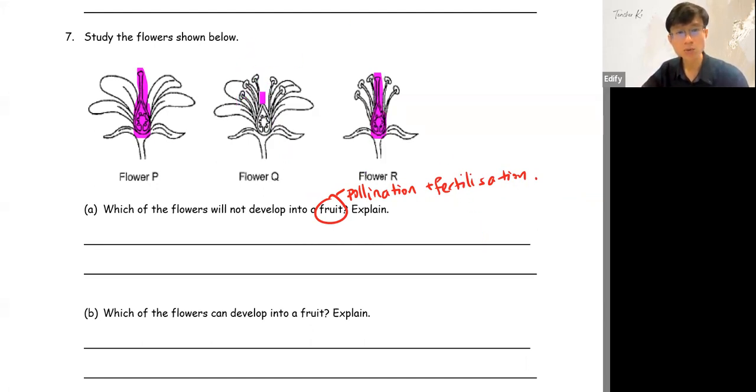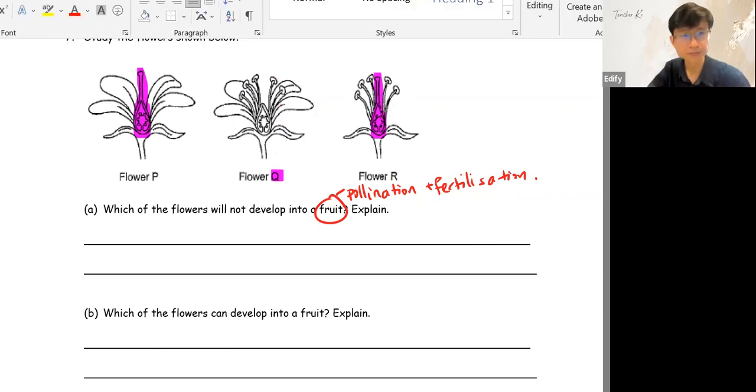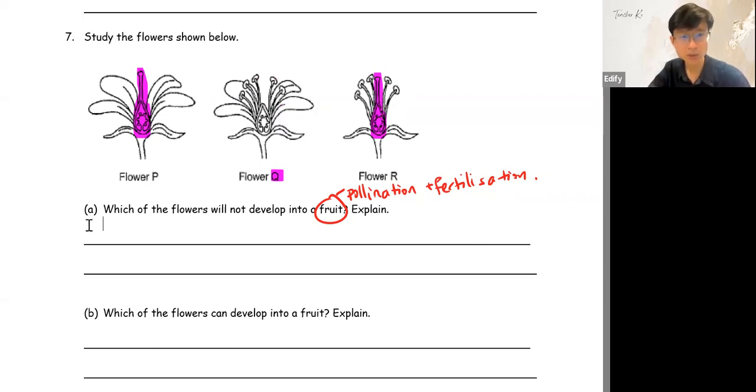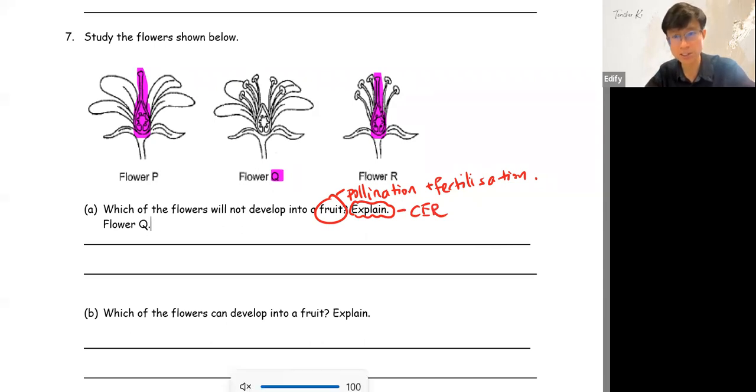Okay, so the flower which will not develop a fruit will be flower Q, which does not have the female reproductive parts of the flower. Okay, so the answer will be flower Q. Now, this question is an explain question. Explain question, which means that we want to structure our answer in terms of CER. Okay, we want to structure our answer in terms of CER.